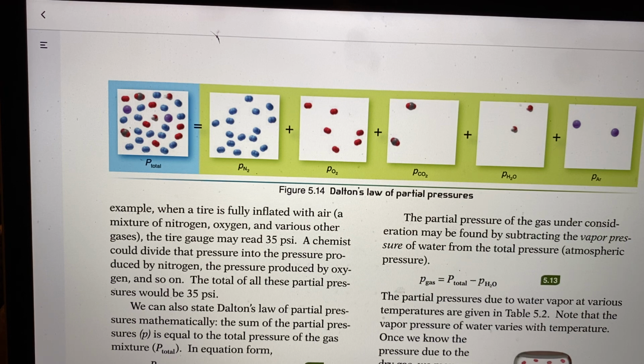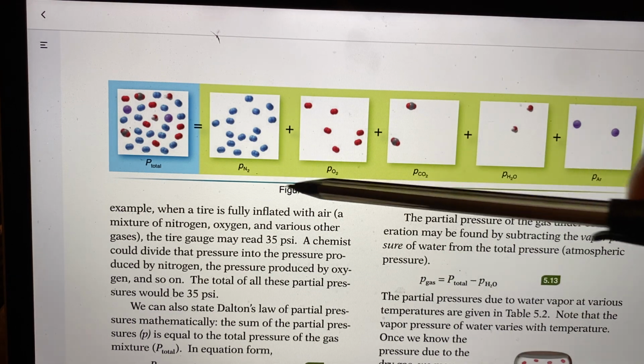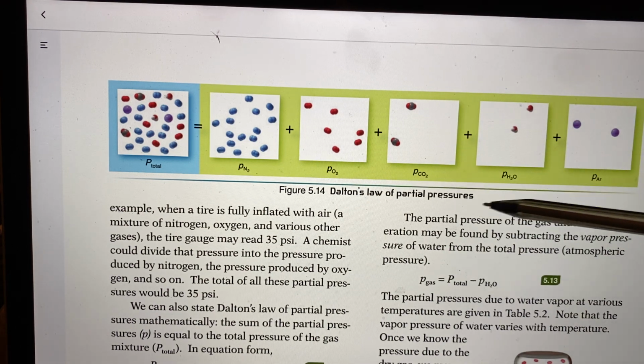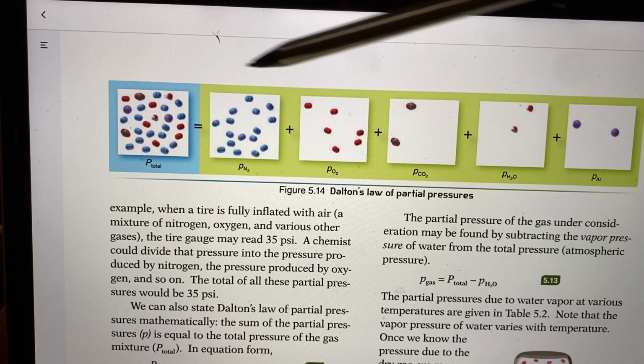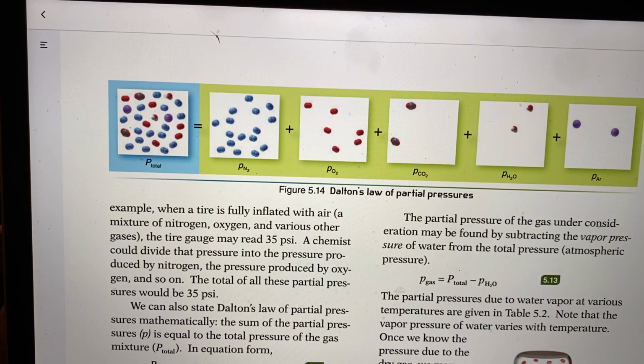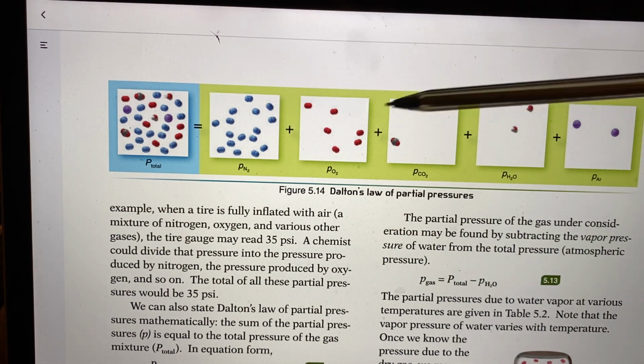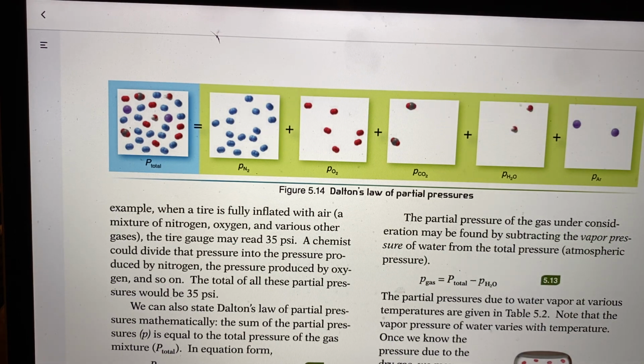What does this mean? So here are the total gases in this container. We have some nitrogen, some oxygen, some carbon dioxide, some H2O, which is water, and some argon, and they're all mixed in here. The partial pressures mean that Dalton is saying each one of these contributes, and together they are equal to the whole.